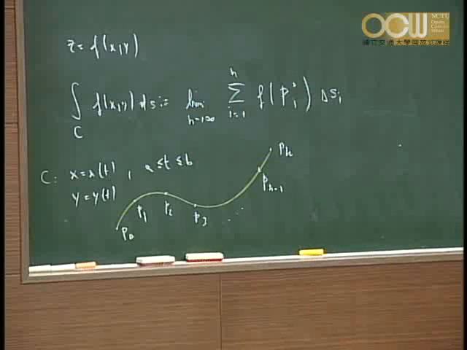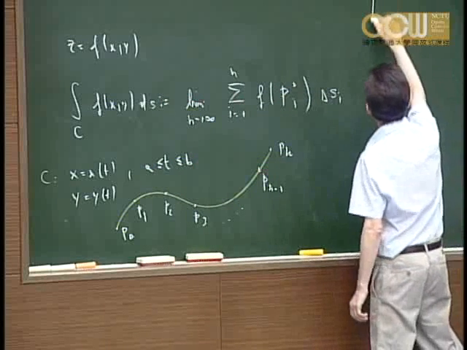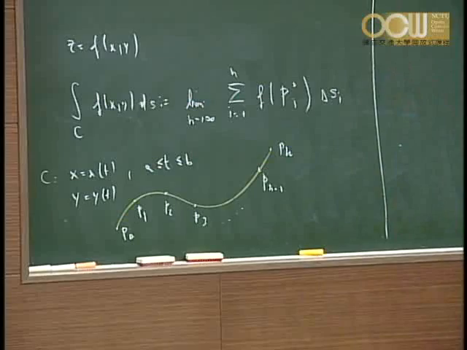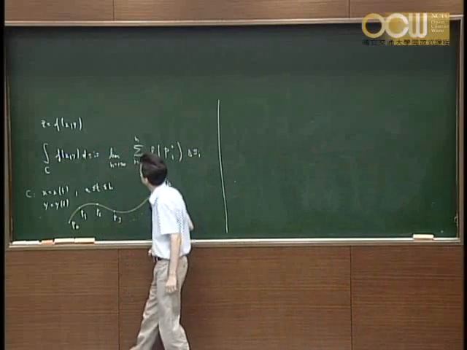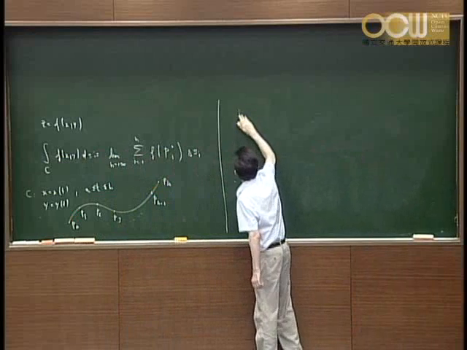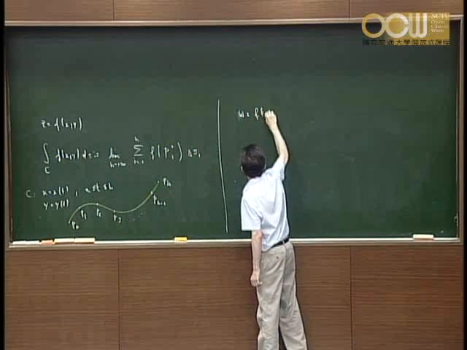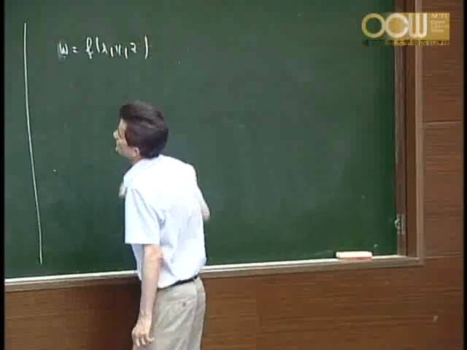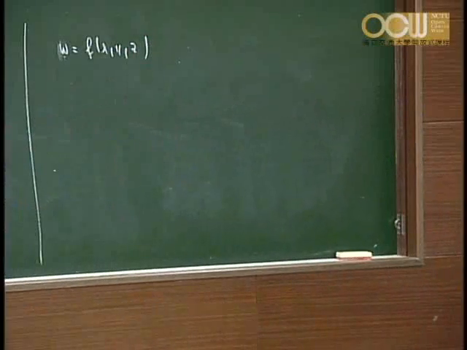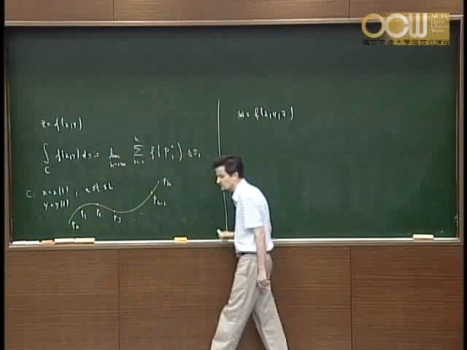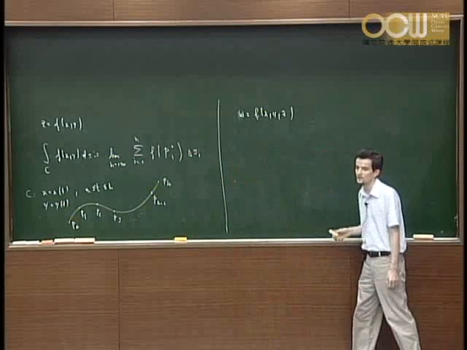Now we have a similar definition, or something similar to the line integral, for a function of three variables. So now we have a function of three variables, and here we had given a parametric curve. Now what we have given is a parametric surface.